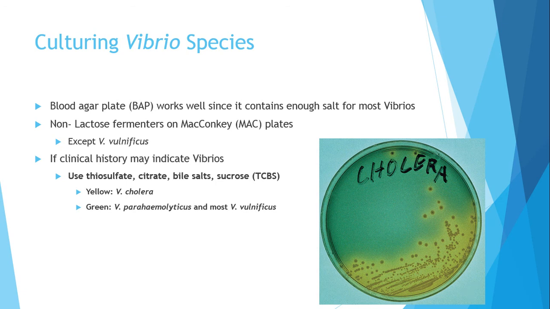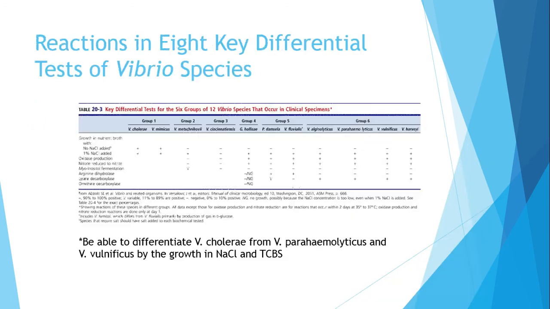Let's see. So what does it stand for? Thiosulfate, citrate, bile salts, and sucrose. And I didn't ever memorize what that stood for, but I remember TCBS. And I thought of an ice cream cone. Have you ever heard of TCBY ice cream? They sell ice cream cones. And the gram-negative rod kind of looks like an ice cream cone. I don't know. So if it grows yellow colonies, it's Vibrio cholera. And if they're green colonies, then it's another species of Vibrio. Okay? So definitely know that. Other species, green; Vibrio cholera, yellow. Okay? If it's not Vibrio, it shouldn't grow.